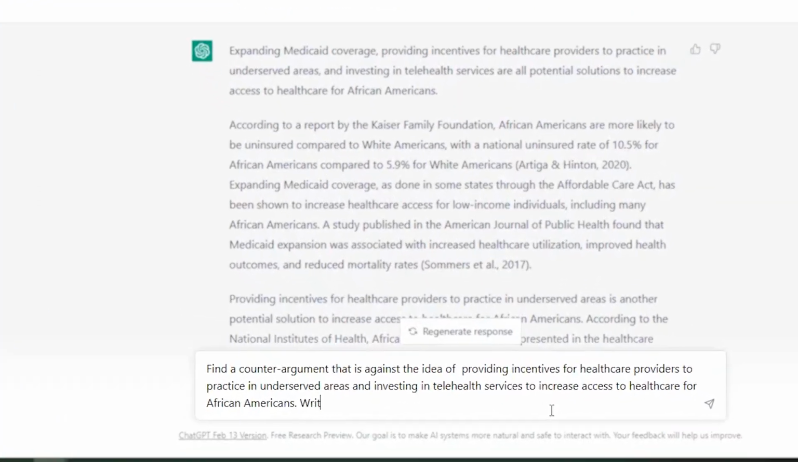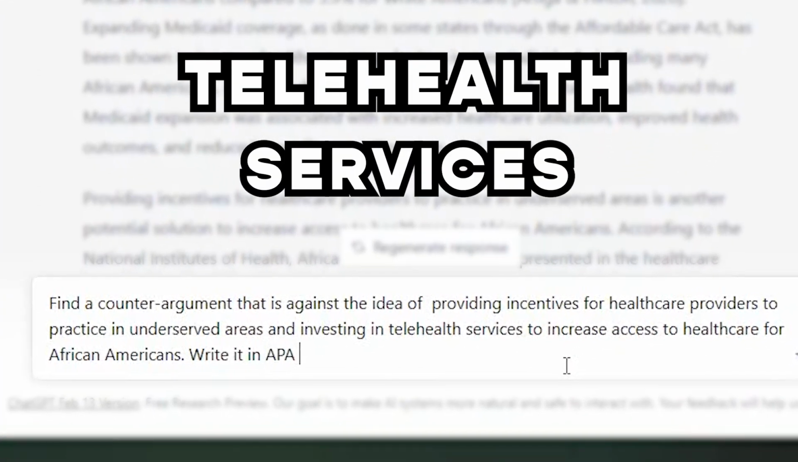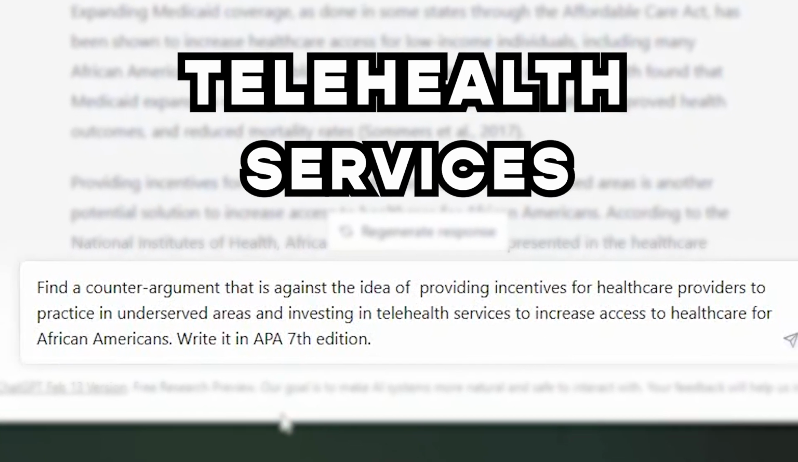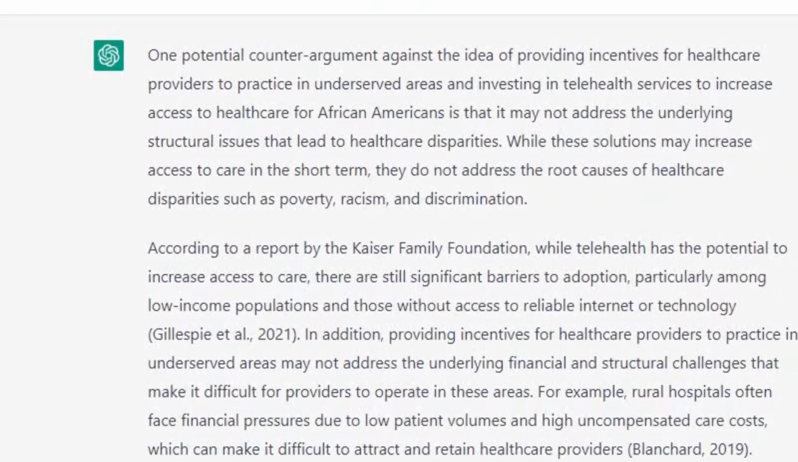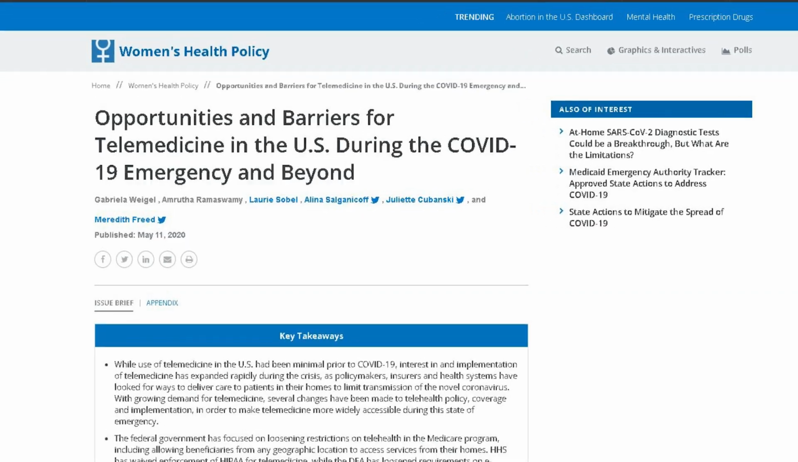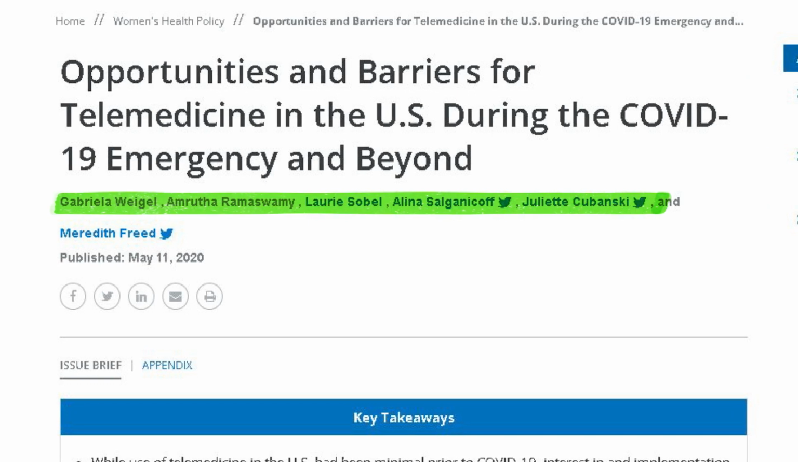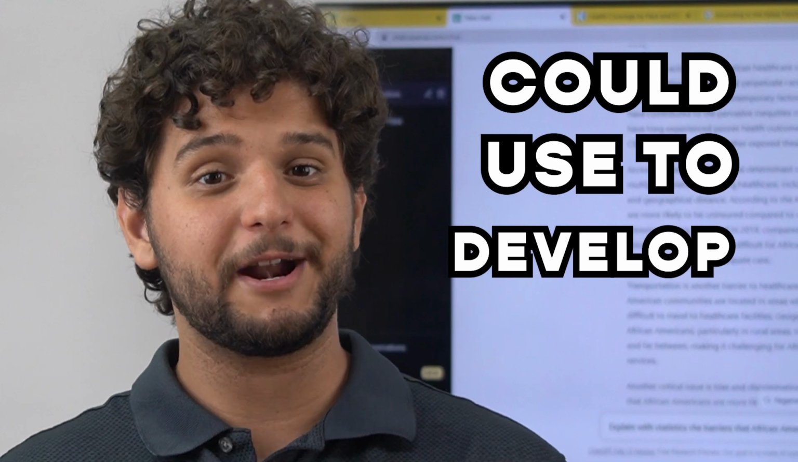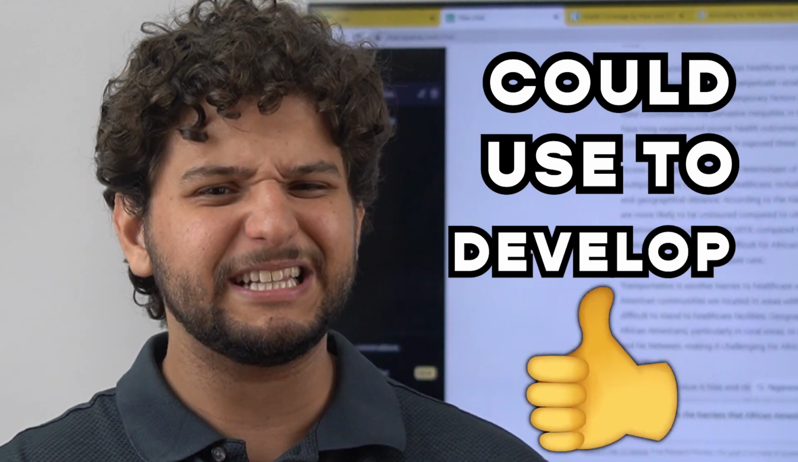For instance, regarding telehealth services, it recognized the multiple barriers it will take for low-income areas to adopt this modality. It created an article posted in the KFF written by Gillespie, but after searching for the information, we see that the original study was conducted by other people. Still, the fact that ChatGPT now provided us with multiple data on information we could use to develop counter-arguments and later refute them is excellent.